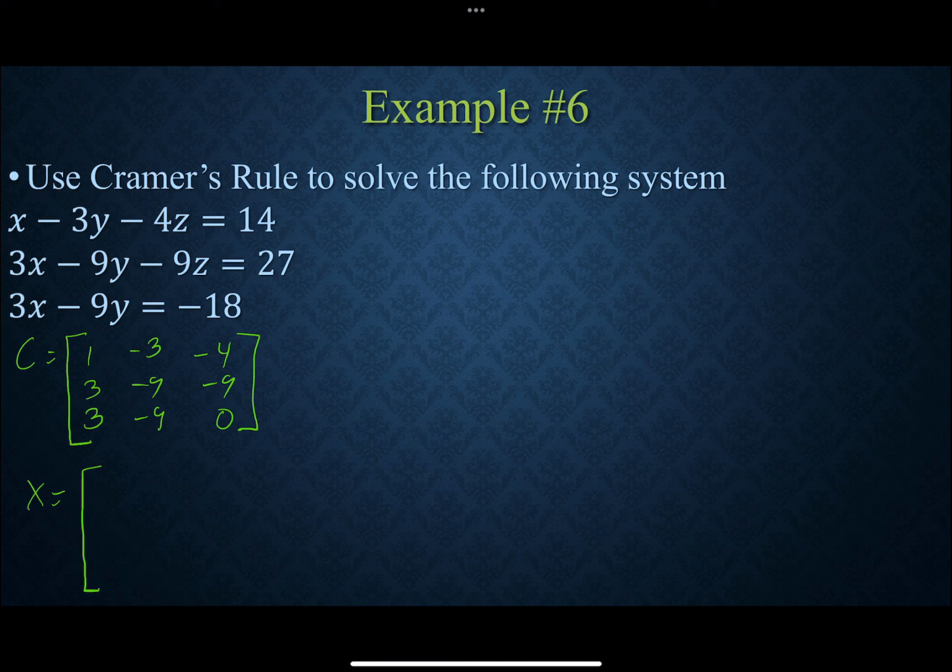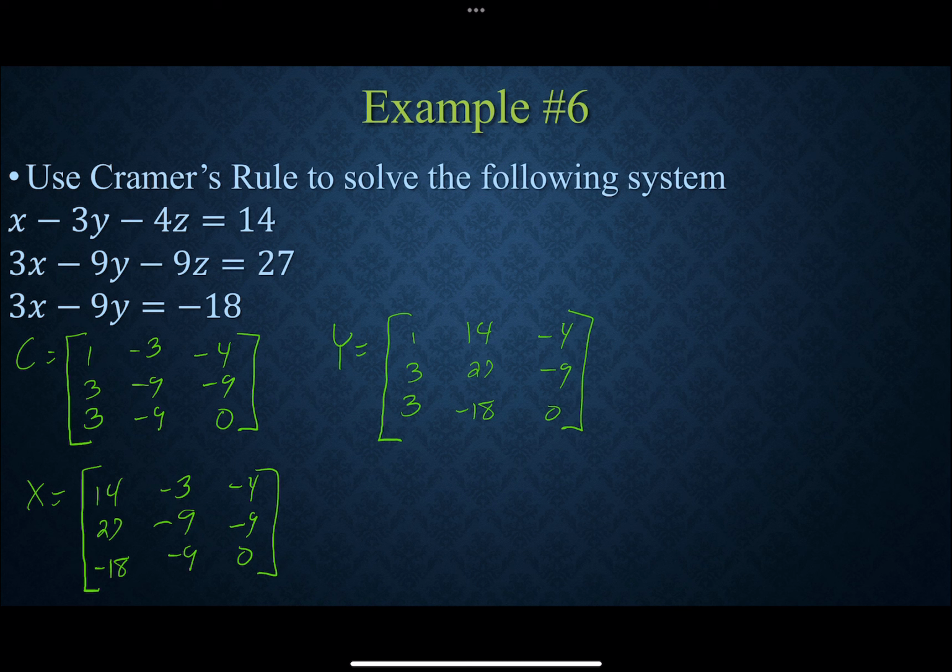So the x matrix, we replace the x column with the 14, 27, and -18. We leave everything else alone. Our y matrix, we now replace the y column, the middle column, with the 14, 27, and negative 18, and everything else is again left alone. And then finally, the z matrix, we leave the x and y columns alone, and replace the z column with our 14, 27, and negative 18.